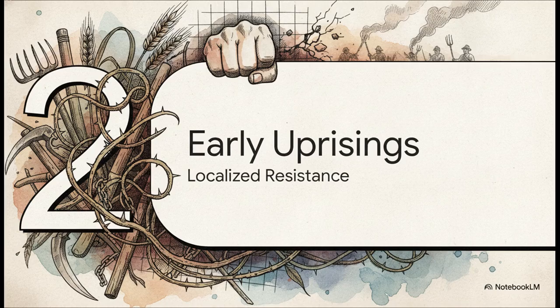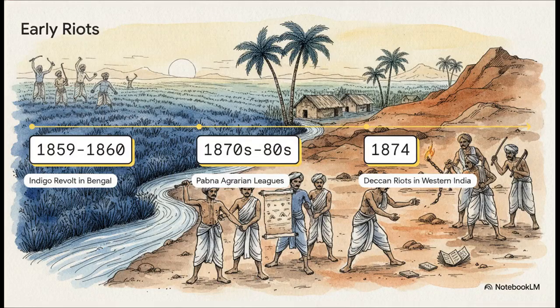Section 2. Early localized peasant uprisings. Faced with this totally overwhelming system, you might assume the peasants were just passive victims, right? But the historical record shows us they absolutely were not. Driven by immediate, unbearable grievances, they pushed back. Across the mid to late 19th century, we see a flurry of intense activity.